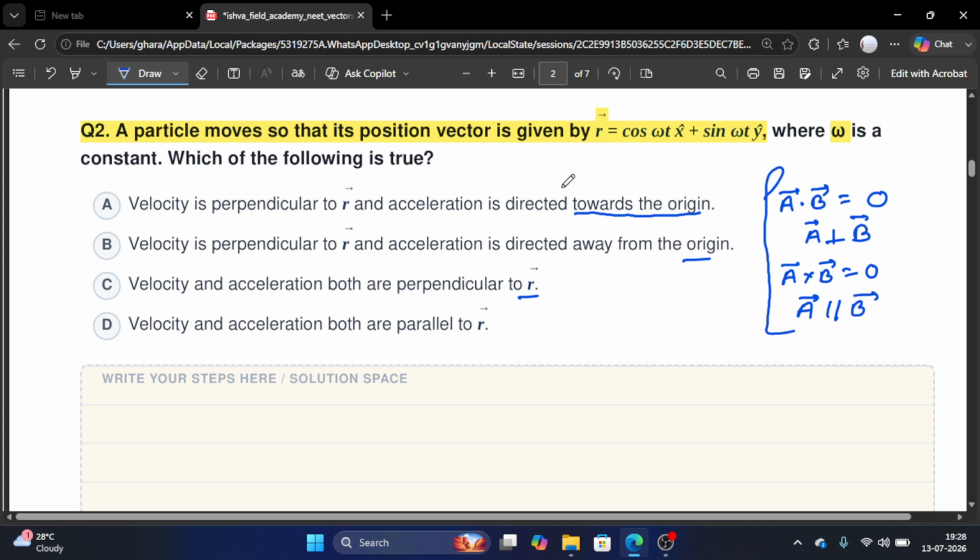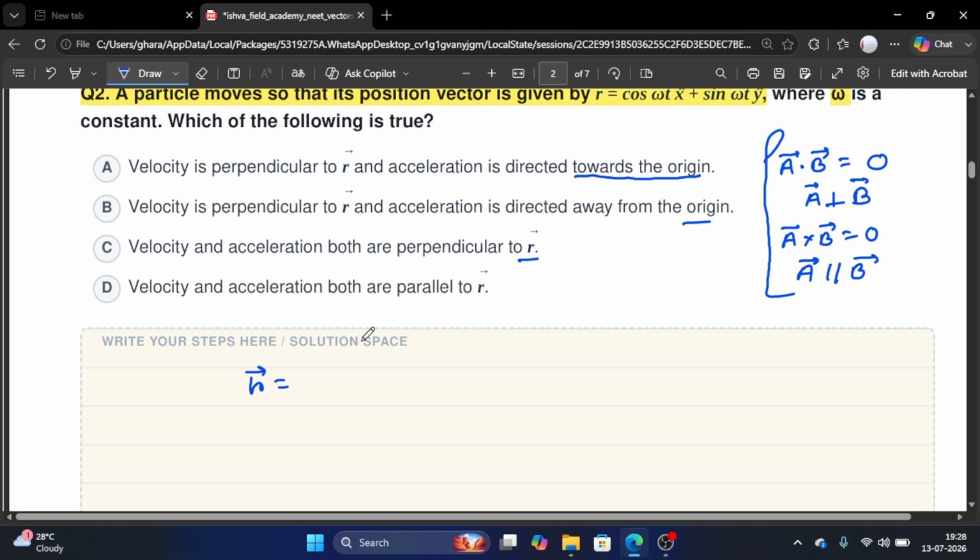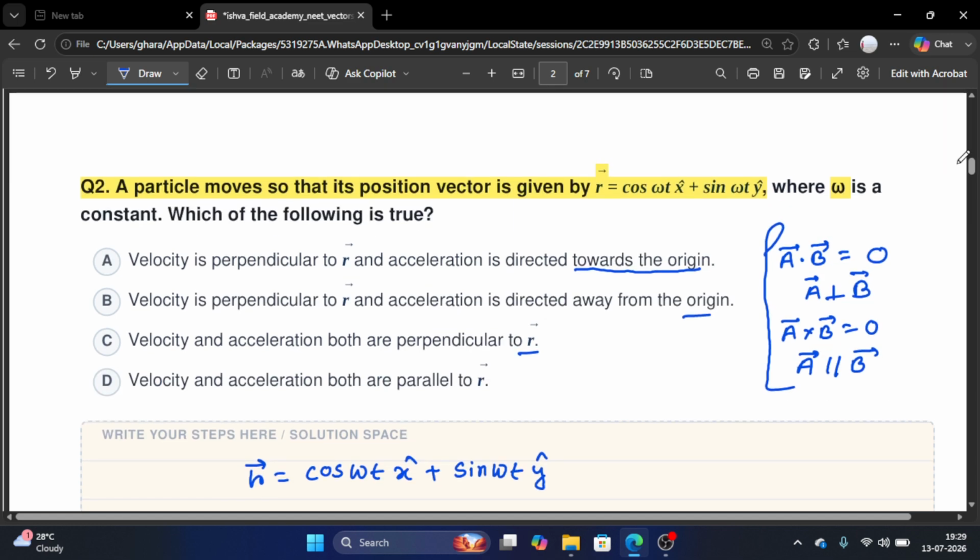But in this question, the position vector is already given. What is the position vector? The position vector r equals cos omega t x cap plus sin omega t y cap. So this is the position vector. The question says a particle moves so that its position vector is given by this, where omega is a constant. Which of the following is true?